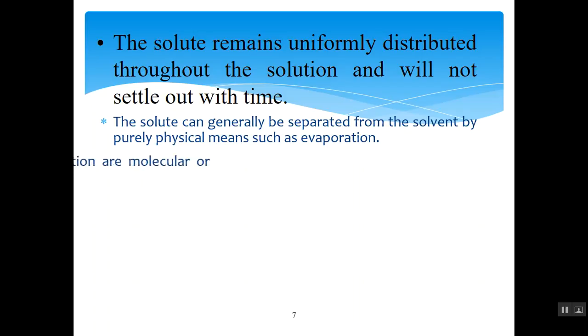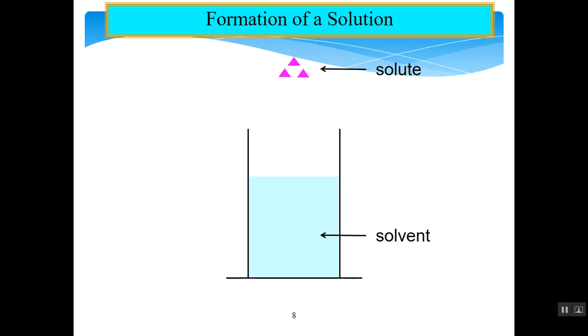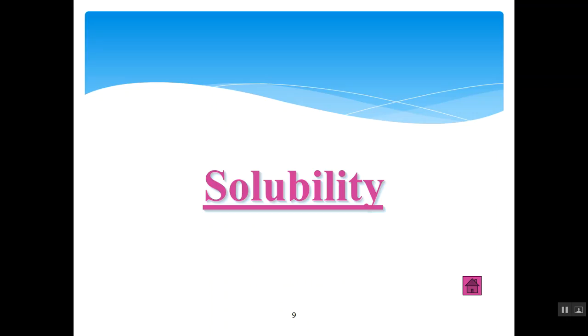It can be done by physical means. I would say the most common physical means is evaporation, but there are others as well. The solute particles of a solution are either molecular or ionic, so we're talking about particle size ranges from 0.1 nanometers to 1 nanometer. So those are basically the characteristics associated with solutions. This is what happens when a solution is formed. You have your solvent, you have your solute, and you add your solute to your solvent, and the resulting combination will be your solution. All right?